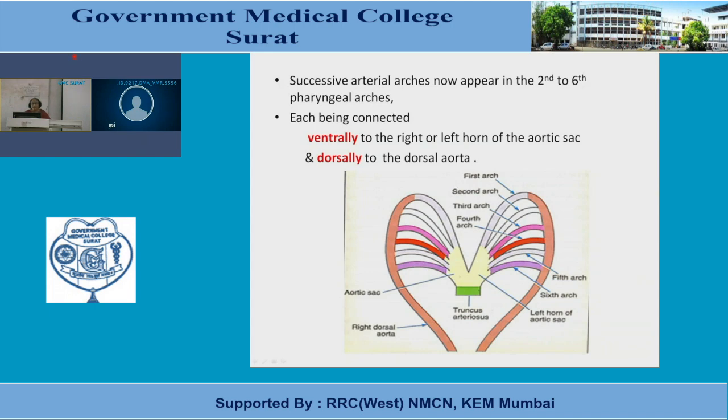Each is connected ventrally and dorsally. Ventrally it is connected to the right or left horn of the aortic sac. So this is the left horn of the aortic sac, and in the given diagram we can visualize the left horn. Dorsally it is connected to the dorsal aorta. So here is the dorsal aorta. These pharyngeal arches from 2nd to 6th are connected ventrally to the right and the left horn of the aortic sac, right lower zone in the given diagram, and dorsally to the dorsal aorta.